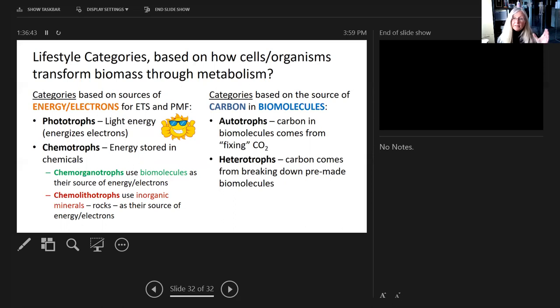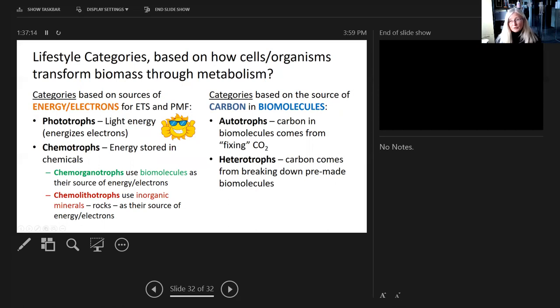So I kind of call these the lifestyle. How are they going about this process? What do they start with? How do they go about this process to transform biomass using metabolism? So we can look at it based on, what are they using for their energy or electron donors? Or what are they using for the carbon to build their biomolecules out of? So there's kind of like those two branches.